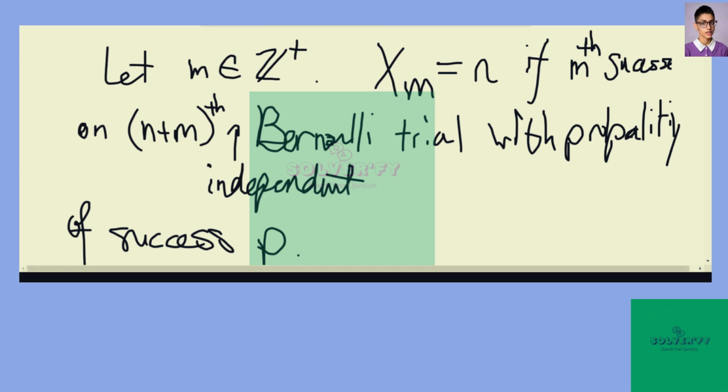We have that the random variable X_m is defined so that X_m equals k if the mth success occurs on the (k plus m)th independent Bernoulli trial. Each trial has probability of success p. Find the probability generating function.